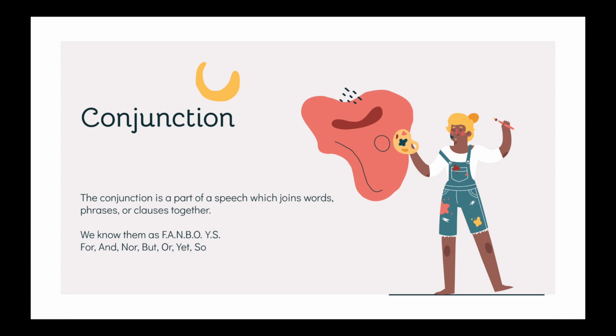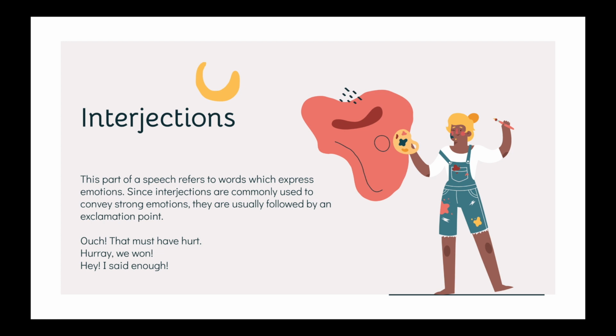And then the next one is conjunction. Okay, they are a part of speech that joins words, phrases, and clauses together. Okay, we can make an acronym of it. We can say FANBOYS, which stands for for, and, nor, but, or, yet, and so. Okay, so those 7 words are conjunctions. Okay, last year I also taught this one, so yeah, easy.